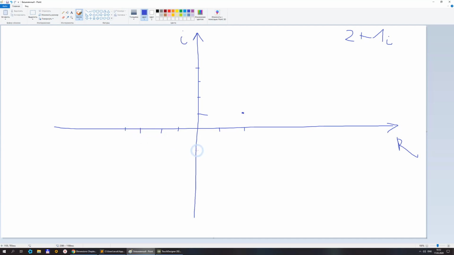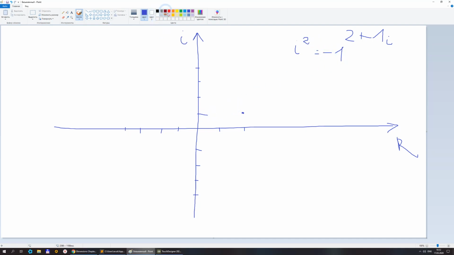What it gives you, you could represent all the transformations and all the mathematical functions of these numbers in this 2D plane. For example, if you have i, i squared equals minus 1.